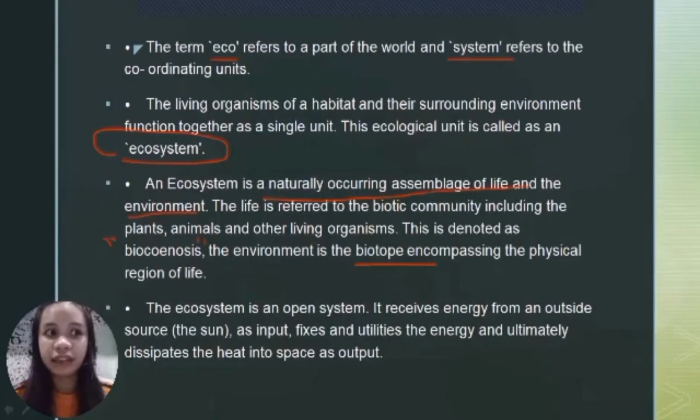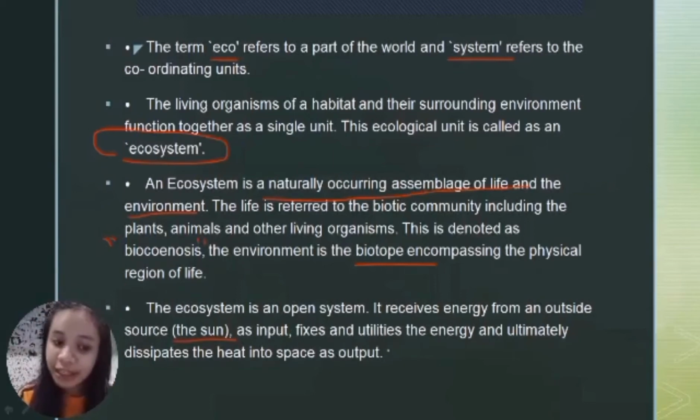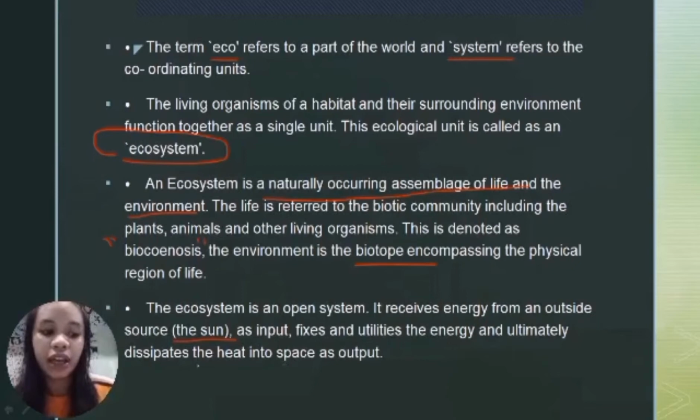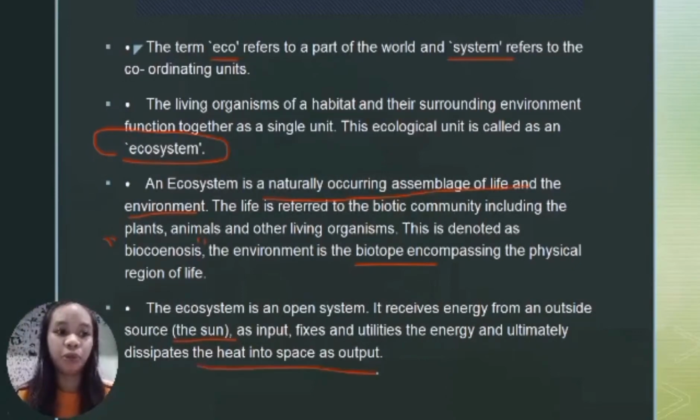It says that the ecosystem is an open system kasi it receives energy from an outside source, which is yung sun, and as output fixes and utilizes the energy and ultimately dissipates the heat into space as an output.